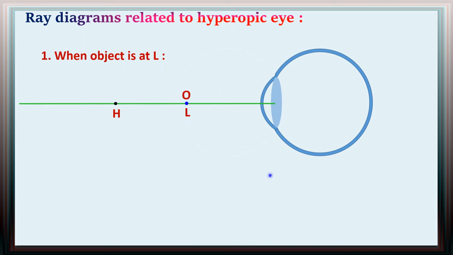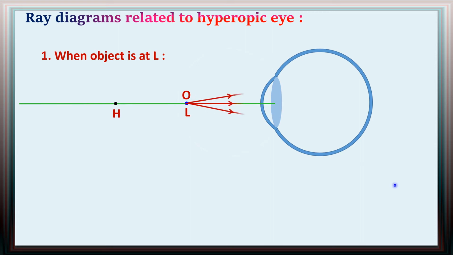Now when the object is at L, here I am going to place a point object O at L. What happens here? The minimum focal length of this eye lens is greater than 2.27. Hence, its image will be formed behind the retina somewhere here.